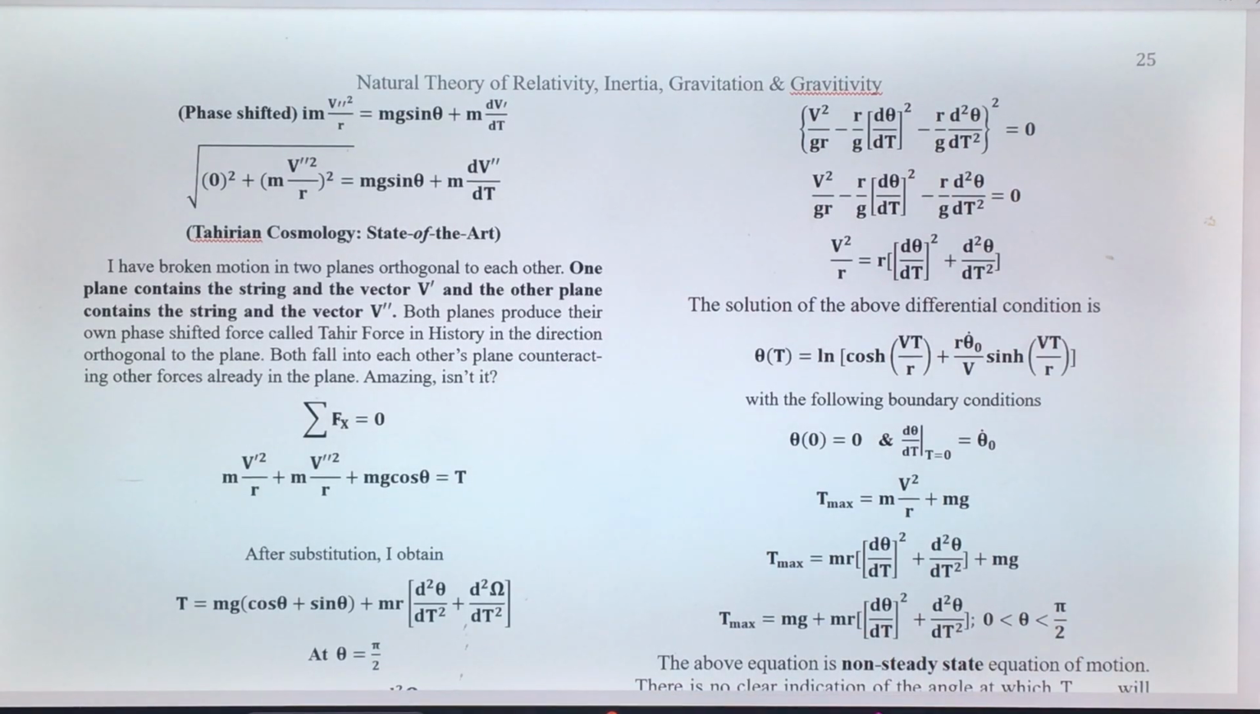Summation of fx is equal to 0: m v prime square over r plus m v. Now these two are not the components of the phase shifted force, guys. These are the components of the centrifugal force, because I have broken the motion into two planes. In both planes the ball is moving in a circular orbit, and in both directions d square r over dt square is equal to 0. So these are not the components of the phase shift. These are the components of the centrifugal force.